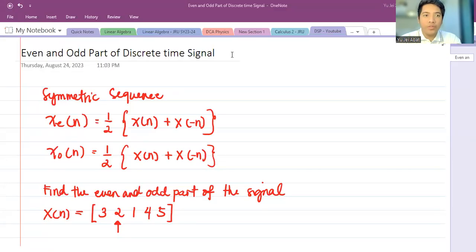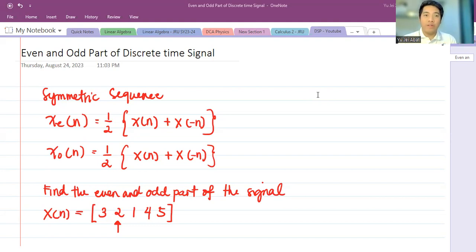So for today, we're going to continue our discussion about the discrete time signal in digital signal processing. And we are going to talk about the even and odd part sequence of the discrete time signal. Last time we discussed the basics of getting the period, and testing if the signal is periodic or aperiodic. For now, we are going to get the even and odd part of the discrete time signal.